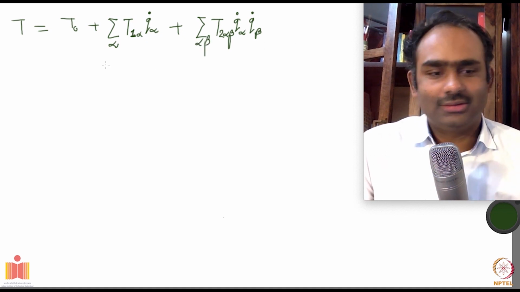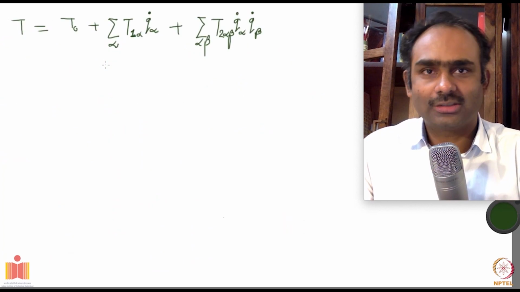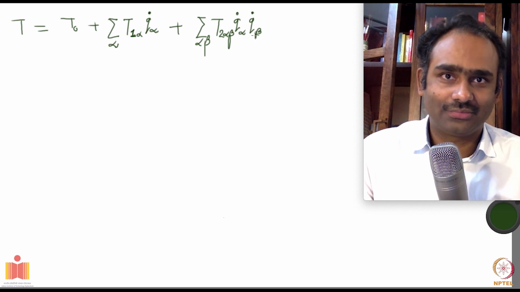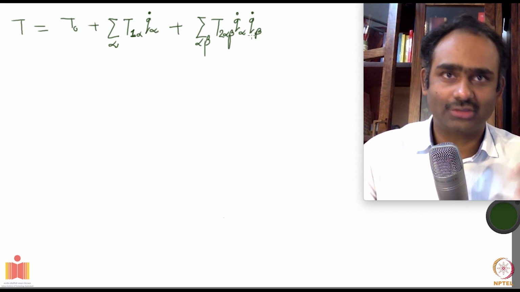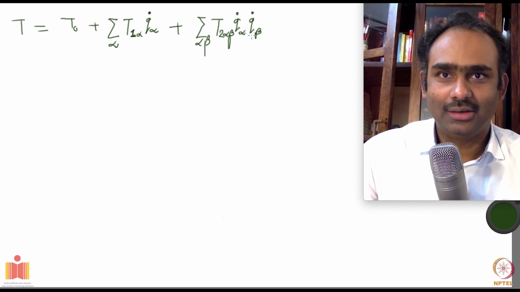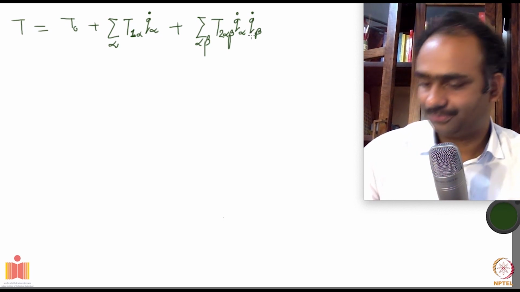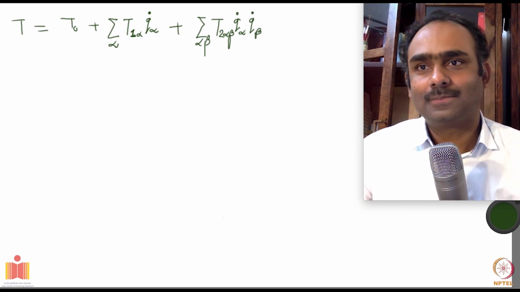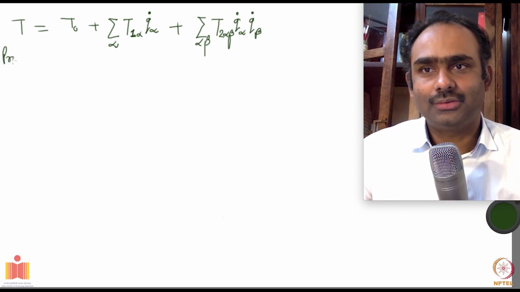So whatever I said here is more explicitly written here. And note that I am not saying q alpha dot squared. I'm saying q alpha dot q beta dot, because cross terms may be present. And this is what we want to prove now. And the proof is simple.